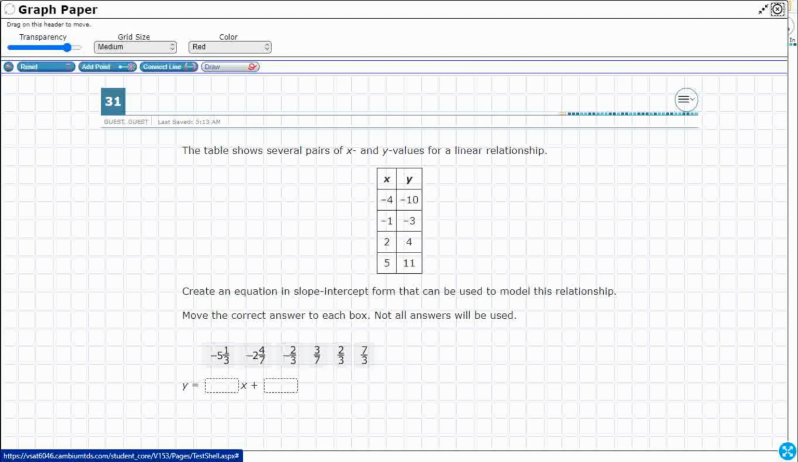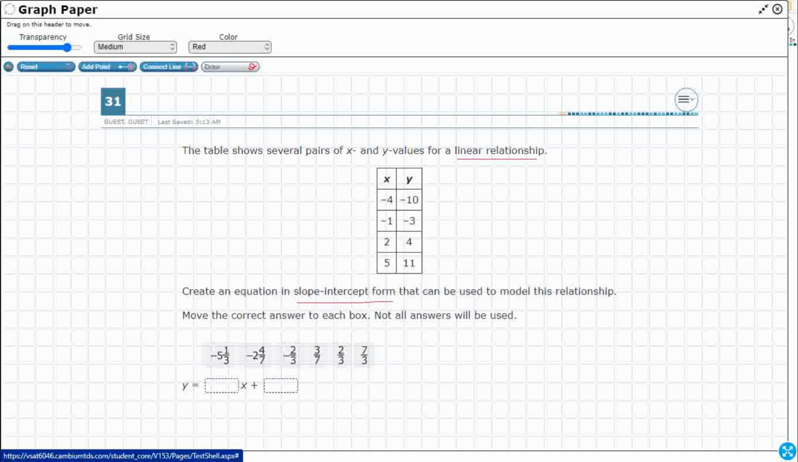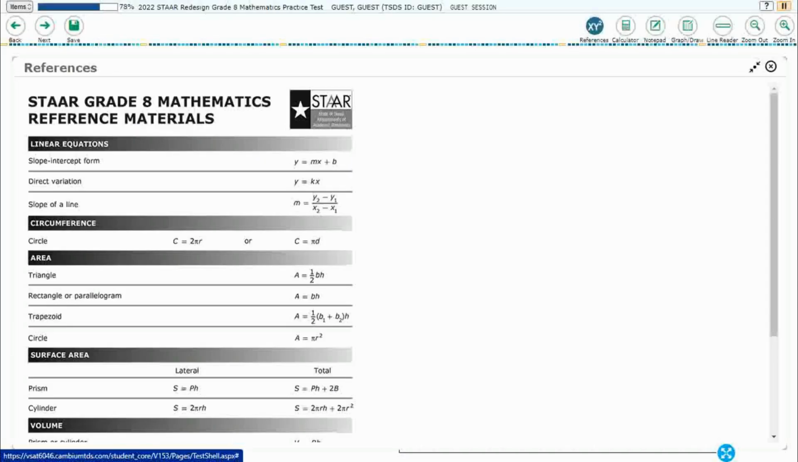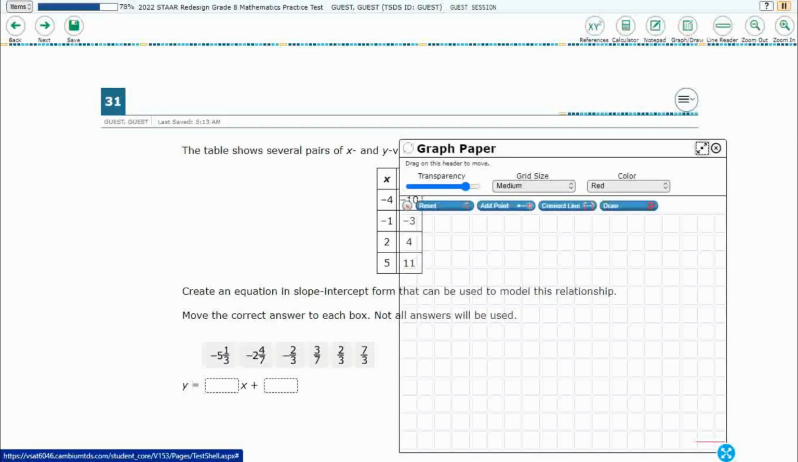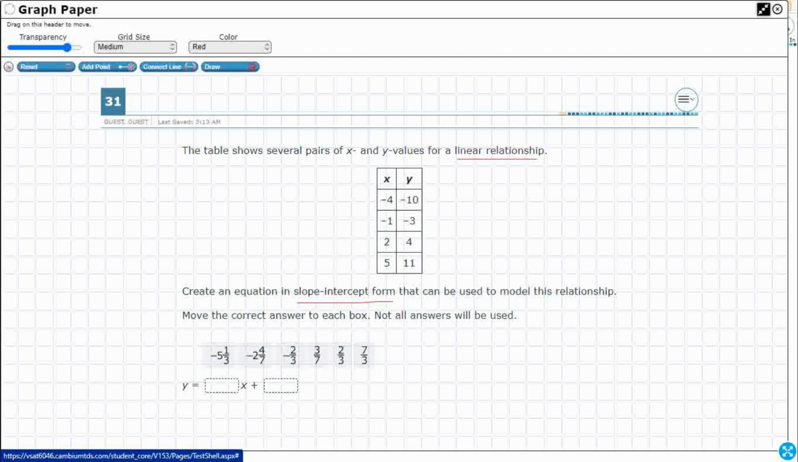So it looks like we have a linear relationship here, so that's going to be very important, and they even name it for us. It's slope-intercept form. So if we don't remember what that is, the linear equations are going to be y equals mx plus b, y equals kx for direct variation, but they tell us it's the first one, slope-intercept form, and in case we need it, the slope of a line, m equals change in y over change in x. So we're going to need the first and the third equations there, because we need to move the correct answer into each box.